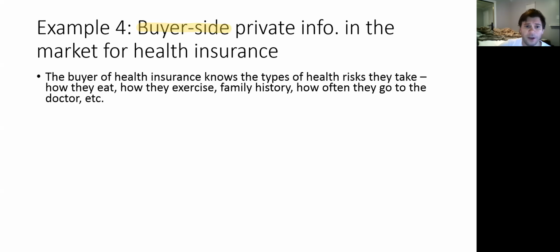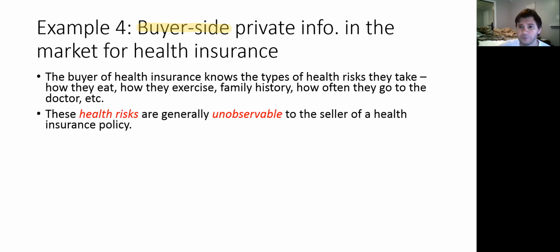The buyer of a health insurance policy knows the types of health risks they take. They know if they're a smoker or not. They know if they drink or do drugs. They know how they eat, how they exercise, what their family history is, how often they maintain themselves by going to the doctor, etc. The problem, and the asymmetry comes into play here, is that the health risks are generally unobservable to the seller of the health insurance policy.